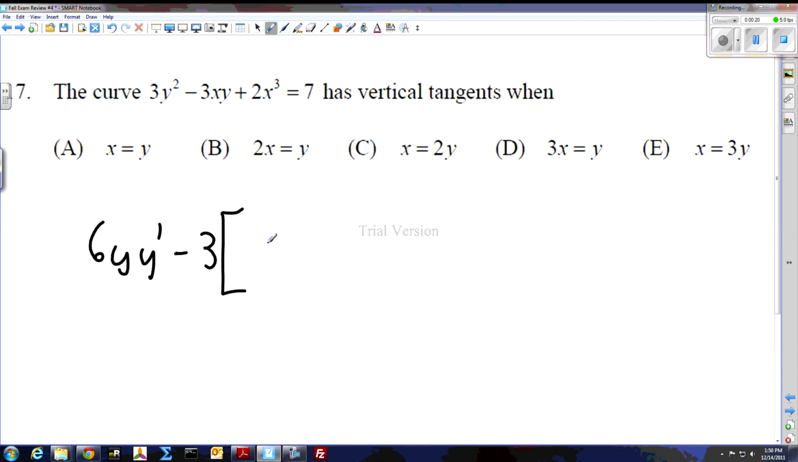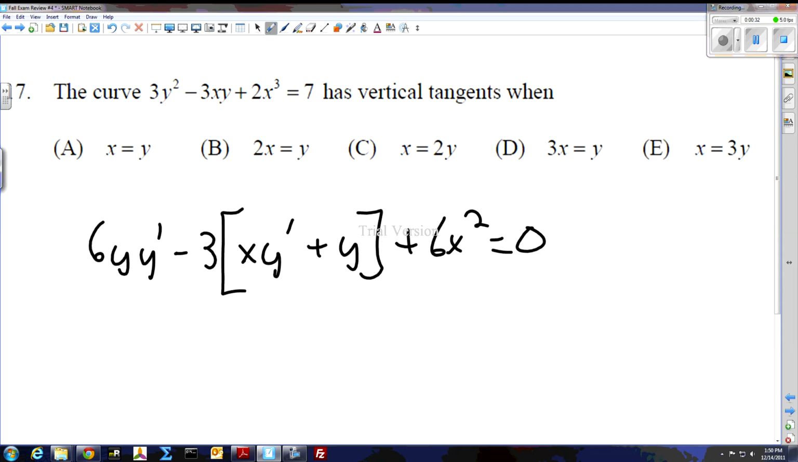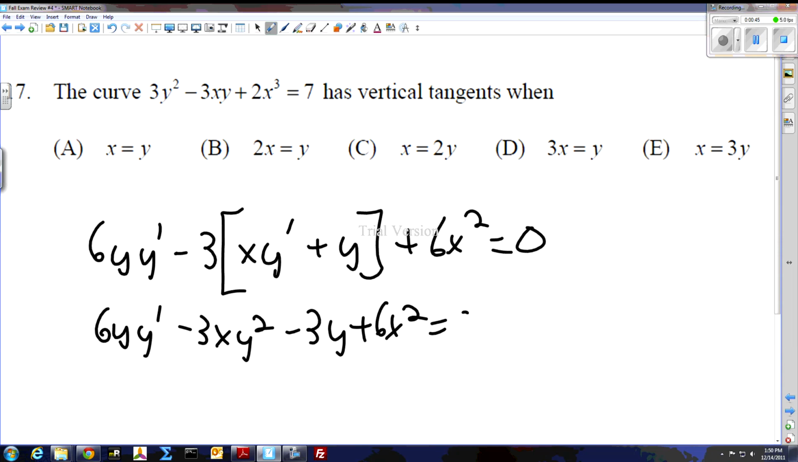Here's the most common mistake students make, is taking this derivative. It's first times the derivative of the second plus the second times the derivative of the first plus 6x squared equals 0. Now we need to solve this for y prime, so we get 6y y prime minus 3x y prime minus 3y plus 6x squared equals 0.